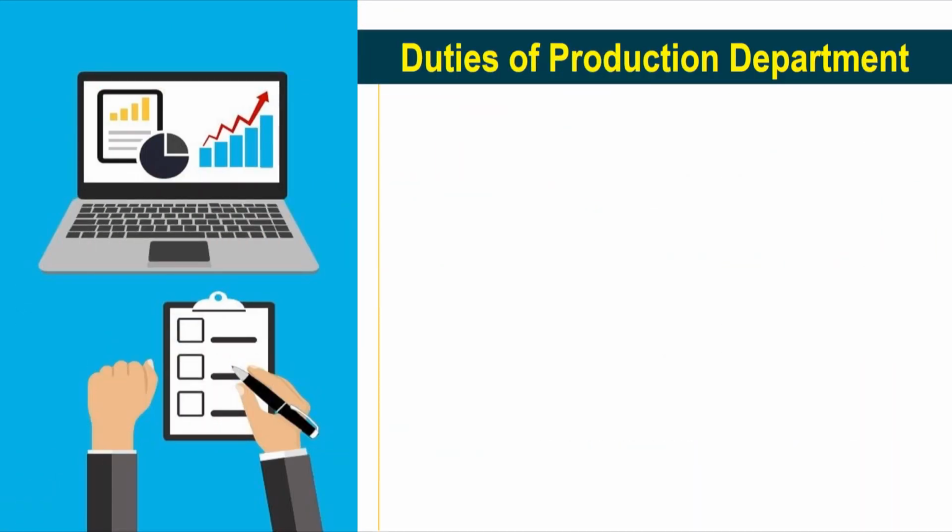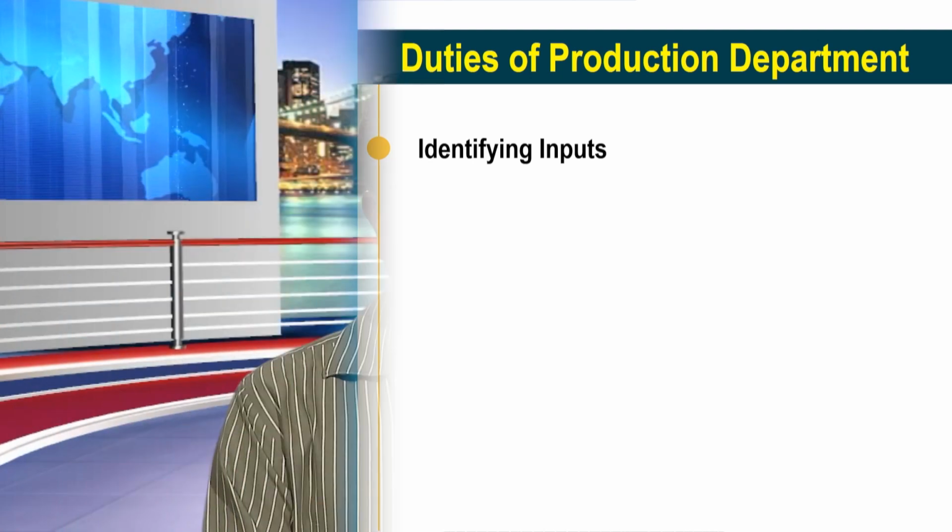Now, we shall discuss the duties of the production department. The production department is responsible for creating the finished product which the company needs to sell to earn profits. The main duties of the production department are identifying the inputs. To meet the production targets, the production department establishes the quantity of raw material, types of machinery and equipment and the manpower required to achieve the desired output level. It may collaborate with the concerned departments for this purpose.